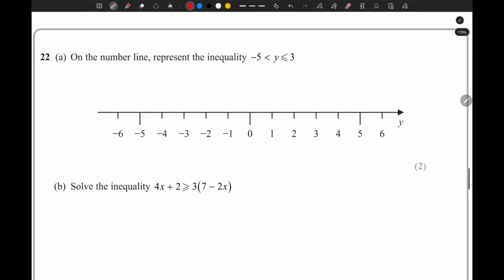Now moving on to the next question. On the number line we need to represent the inequality y is greater than minus 5 but less than or equal to 3. So first of all we need to draw a circle at minus 5 and then we need to draw a circle at 3. As you can see, for this part there is a less than or equal to sign. If there is an equal to sign, less than or equal to or greater than or equal to, you need to also shade the circle. And then you just need to connect these 2 points. So this is the answer.